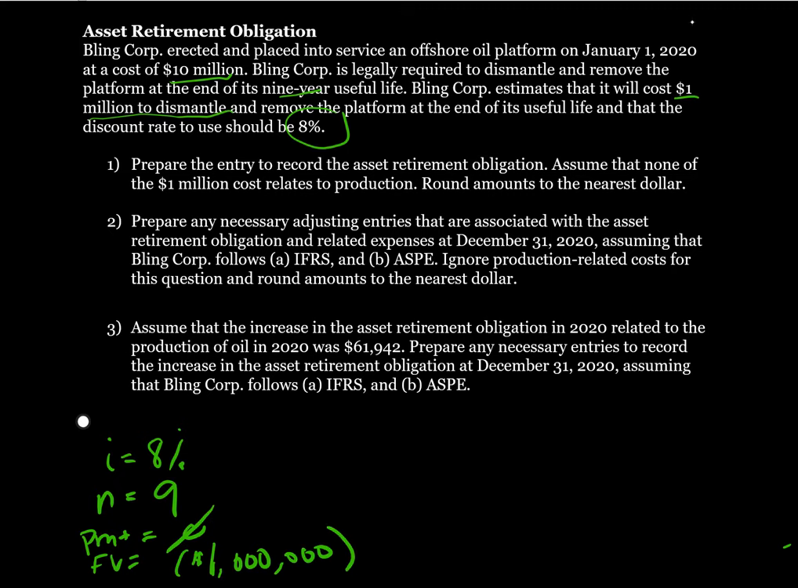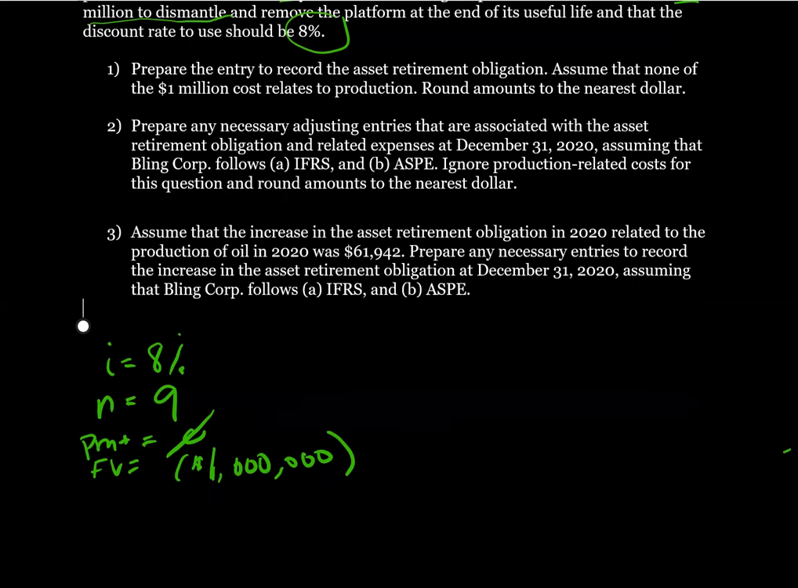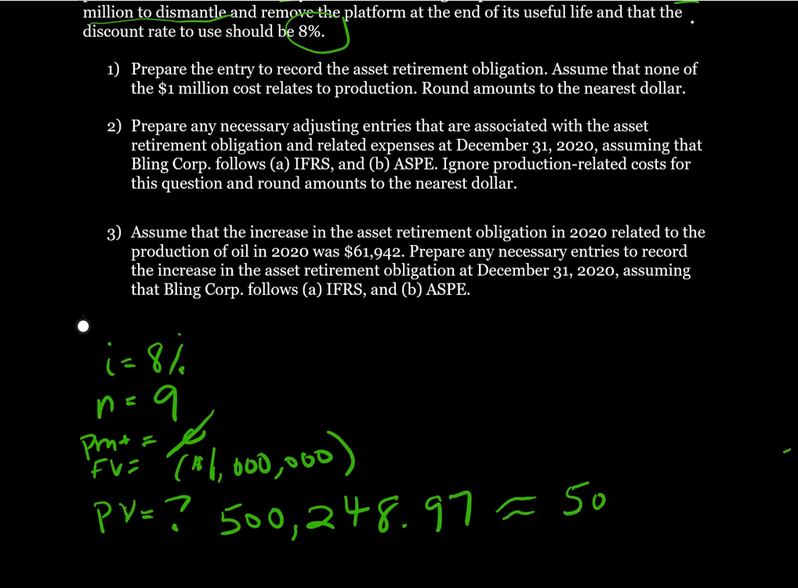So it's not like a bond where we're going to get $1 million when the bond matures. For the company, we'll have to pay out $1 million to dismantle this platform at the end of the 9 years. So that gives us enough information to put in the present value. So if we put in I 8, N 9, payment zero, and future value negative $1 million, and hit compute present value, we will receive the present value as $500,248.97. We'll just round it to 500,249. So now we know that this is the present value.